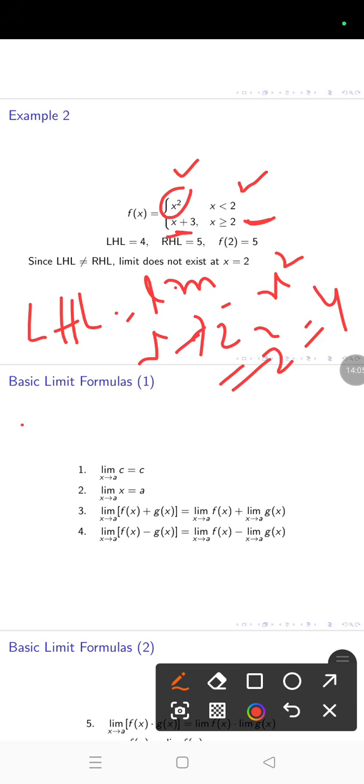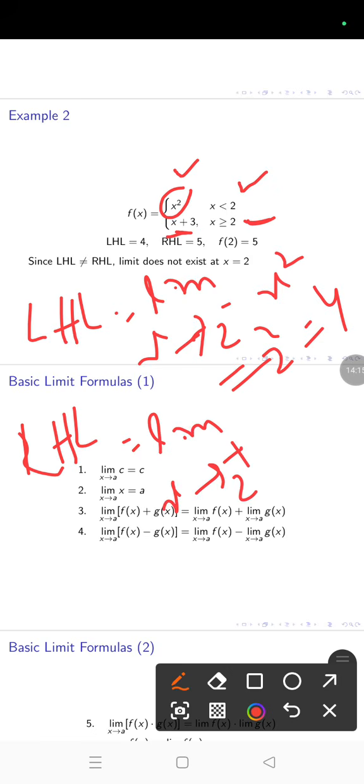But in case of RHL, that means limit x tends to 2 plus, and 2 plus means x is greater than 2. For greater than 2, the function is defined as x plus 3. So in place of f(x), put x plus 3. So it is equal to 2 plus 3, and that is equal to 5.